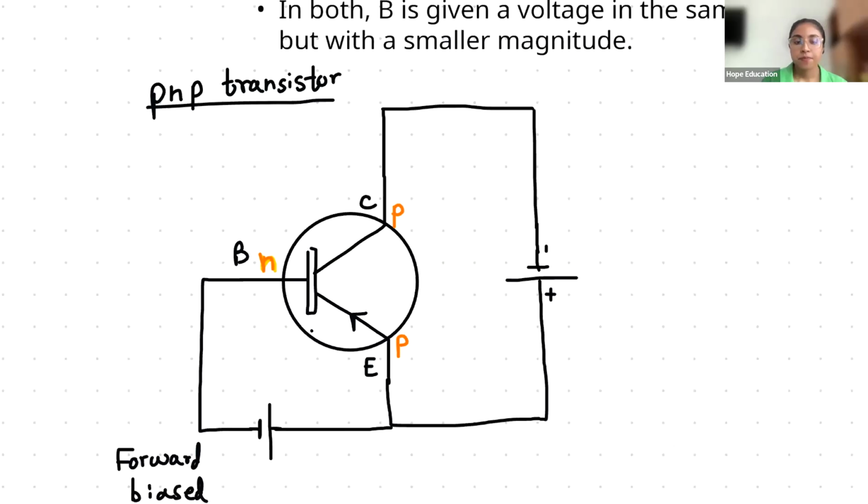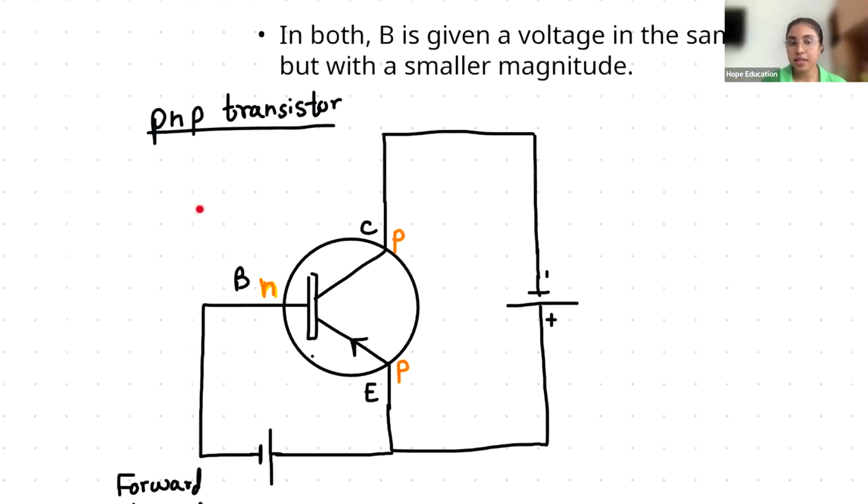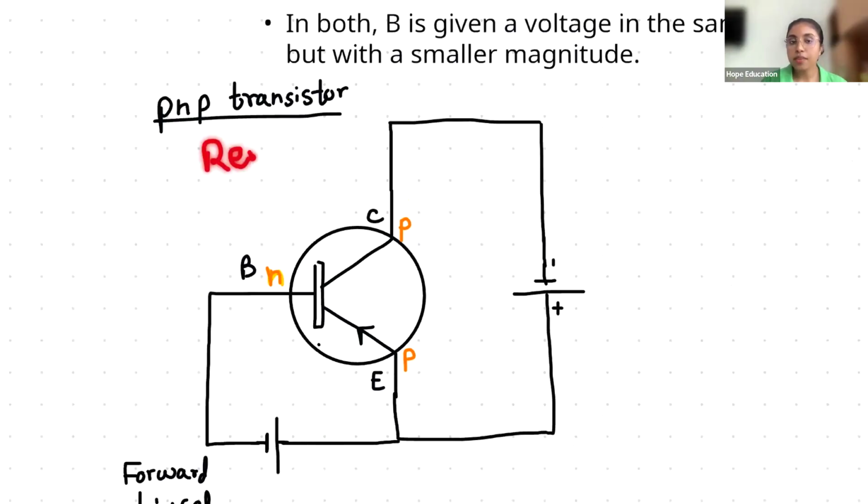The collector is a P semiconductor, right? For forward bias, the N semiconductor should be connected to the negative terminal and the P semiconductor to the positive terminal. Here the base is N and it is connected to a negative terminal, that is okay. But the collector is a P-type semiconductor and it is also connected to a negative terminal. That is not forward bias, because a P semiconductor should be connected to a positive terminal. So we generally consider this reverse bias, because there is no proper current flow here.